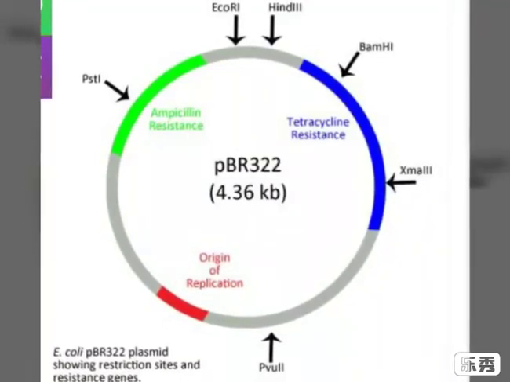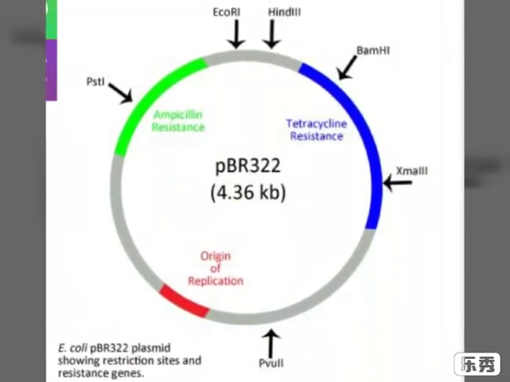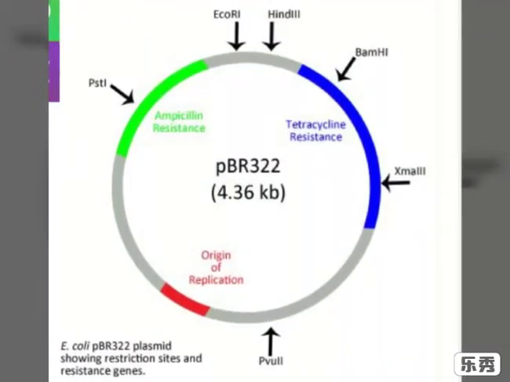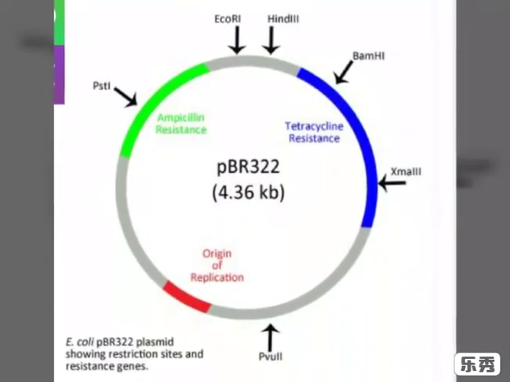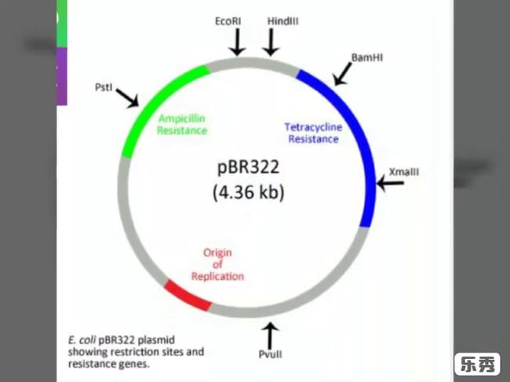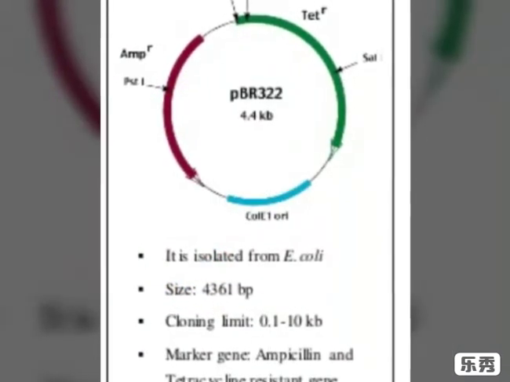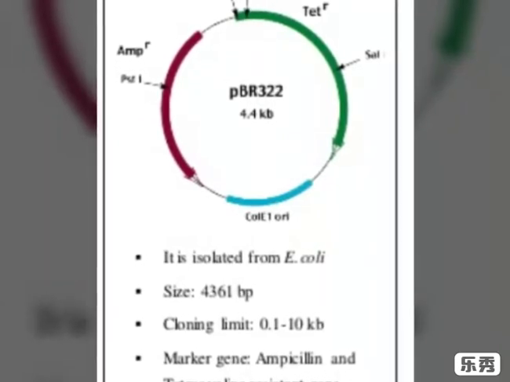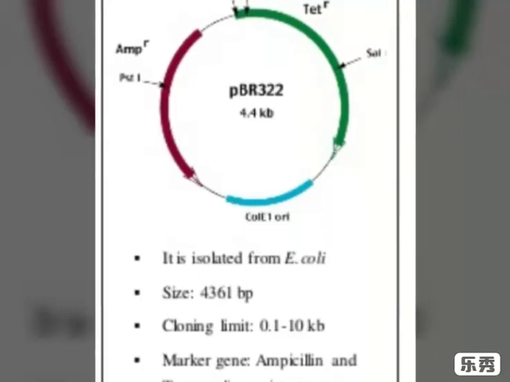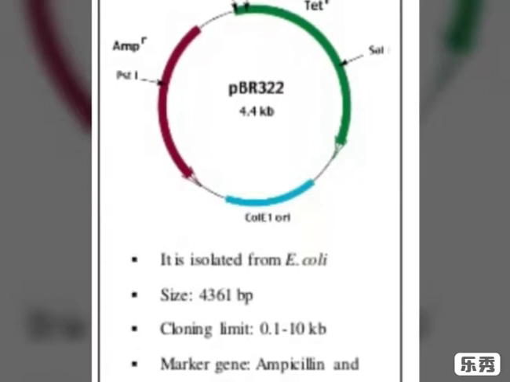PBR 322 is a commonly used plasmid cloning vector in E. coli. The molecule is a double-stranded circle 4361 base pairs in length. PBR 322 contains the genes for resistance to ampicillin and tetracycline and can be amplified with chloramphenicol. The molecular weight is 2.83 times 10 to the power of 6 daltons.